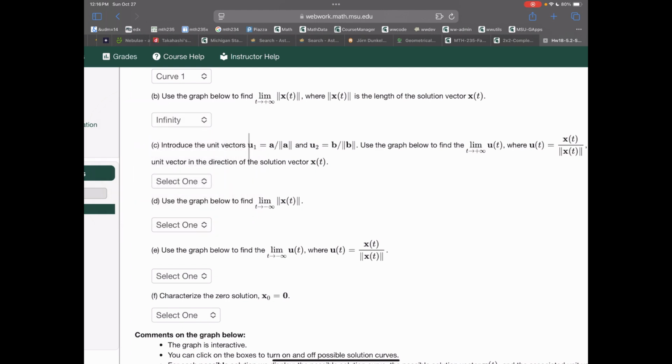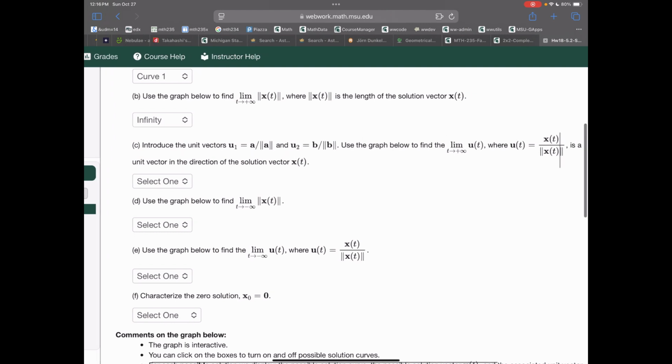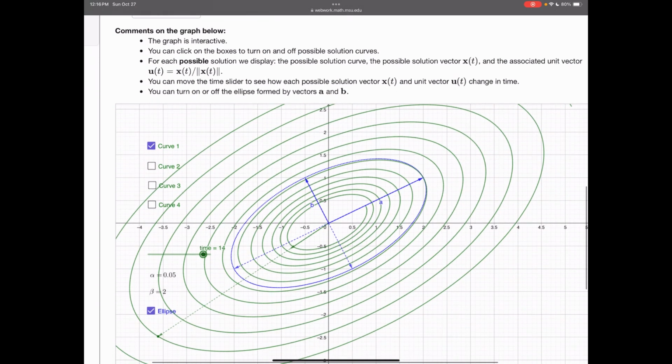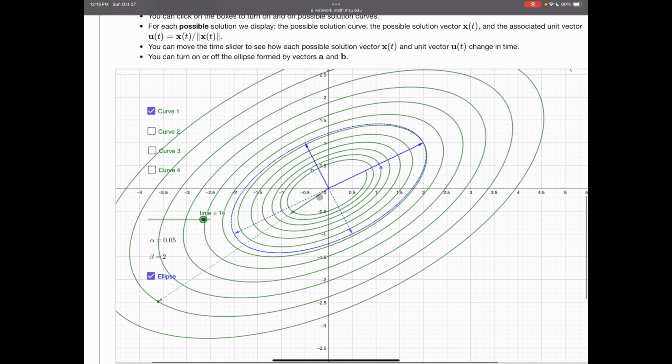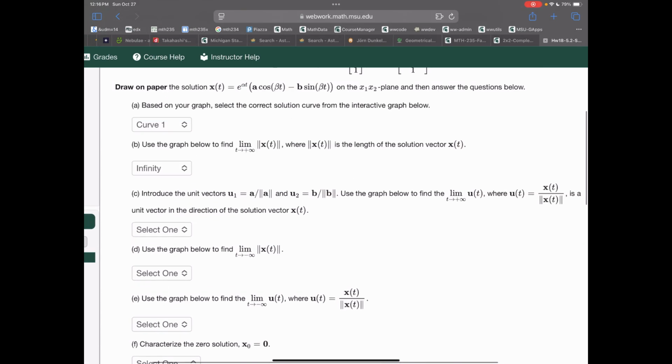What are these vectors here? These are the unit vector in the direction of A, the unit vector in the direction of B, and this is the unit vector in the direction of the solution. This vector here, the vector u, is graphed as the solid vector here. This is the unit vector. What happens with that vector when we move time? Look at the solid vector. Spins, spins forever. So does it have any limit when the time t goes to infinity? No, it's going to spin forever. We are in a spiral. So no limit here.